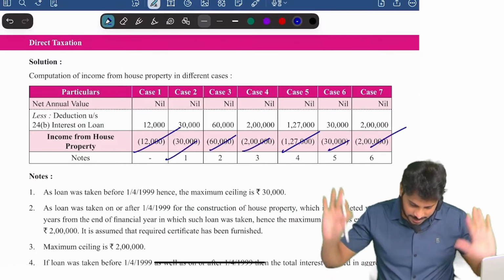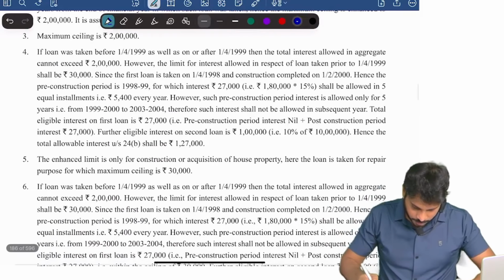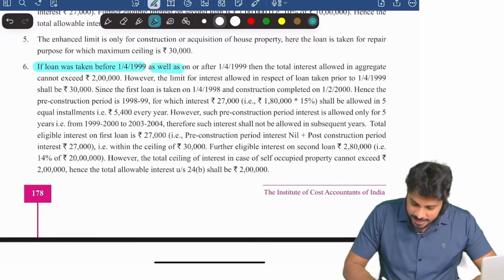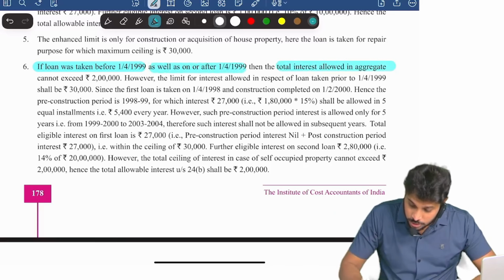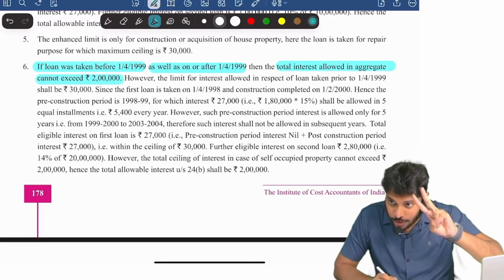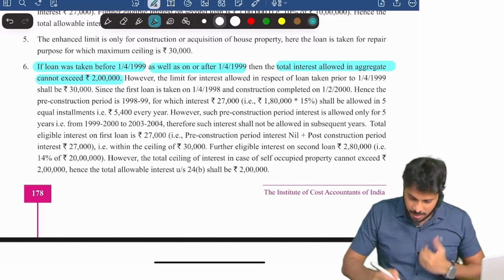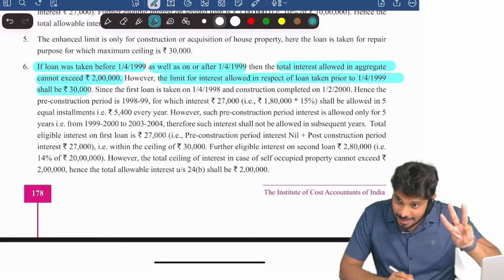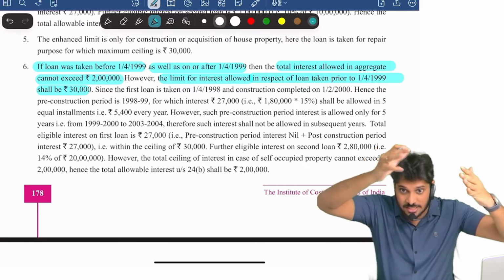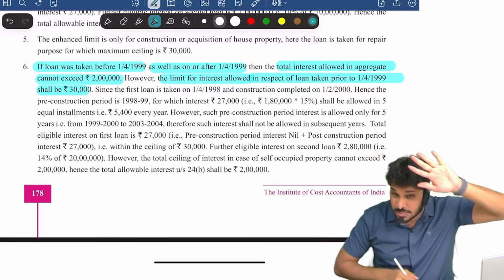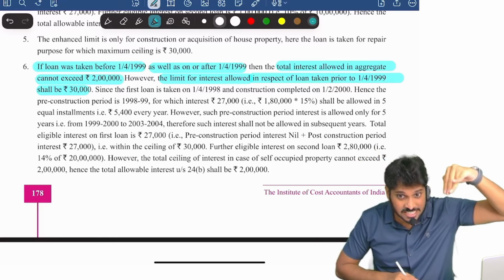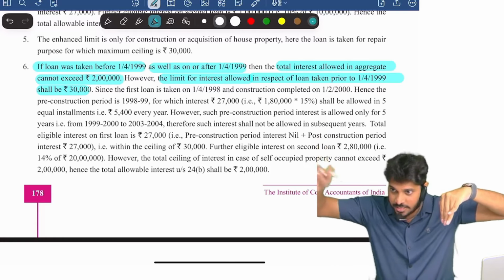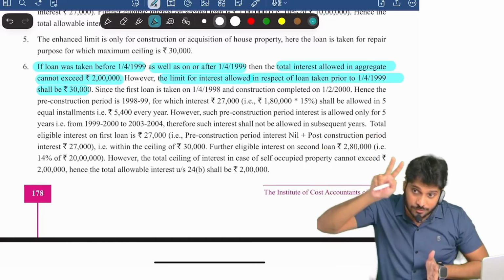All the answers correct? No? That's it. Okay. Now here, if a loan is taken before 1999 as well as after 1999, then total interest allowed cannot exceed 2 lakh. This is the interpretation I also made. However, the limit of interest allowed in respect of loan taken prior shall be 30. Since it is 27, it is within 30, we consider the entire 27. Suppose it is more than 30, say 40,000, then we will restrict to 30. Then after 1/4/2019, whatever amount it is, I'll take. Both put together I'll round up to 2 lakhs.